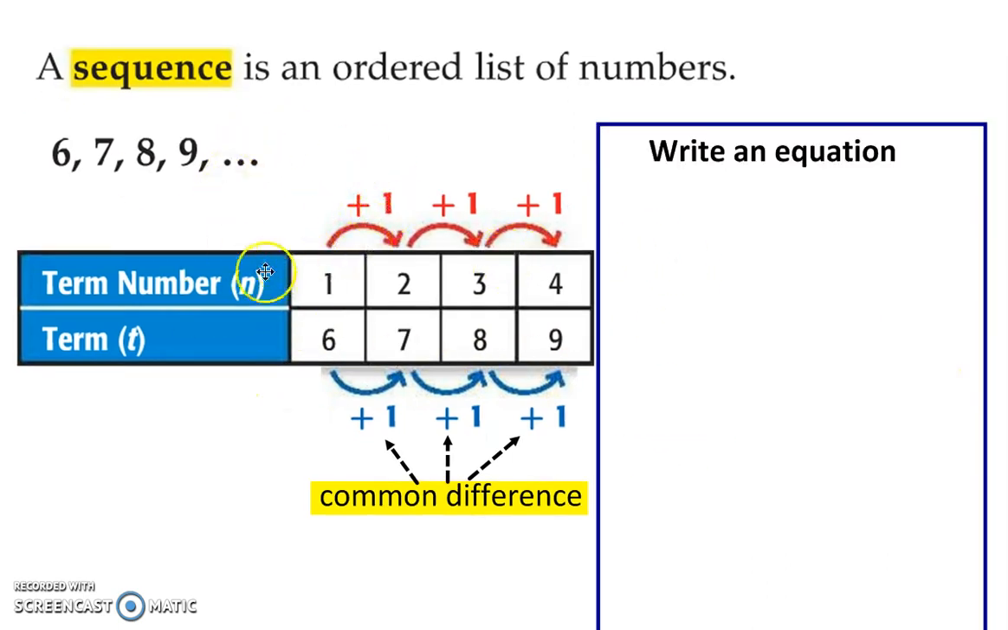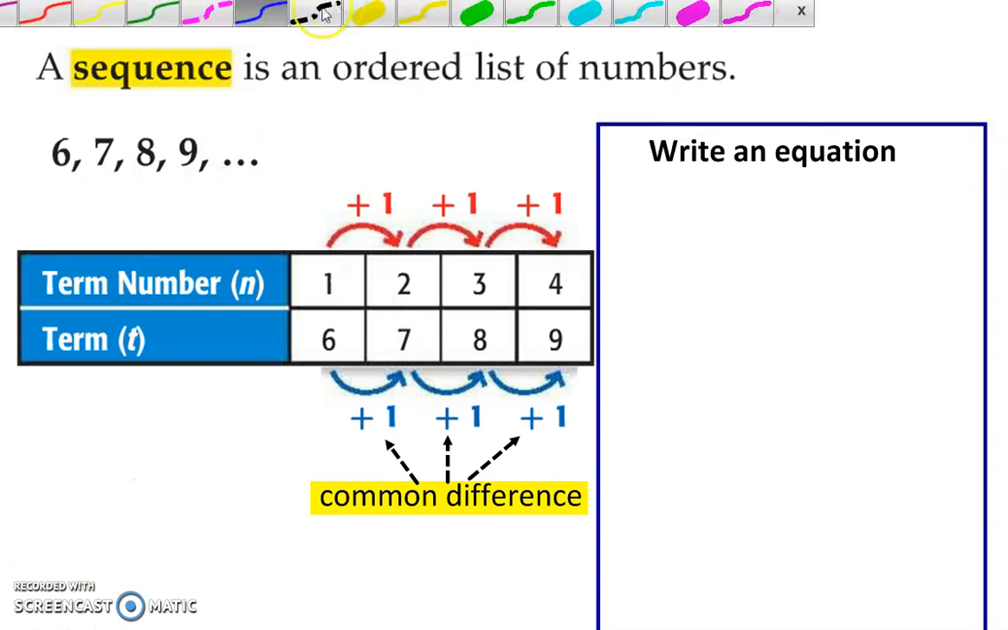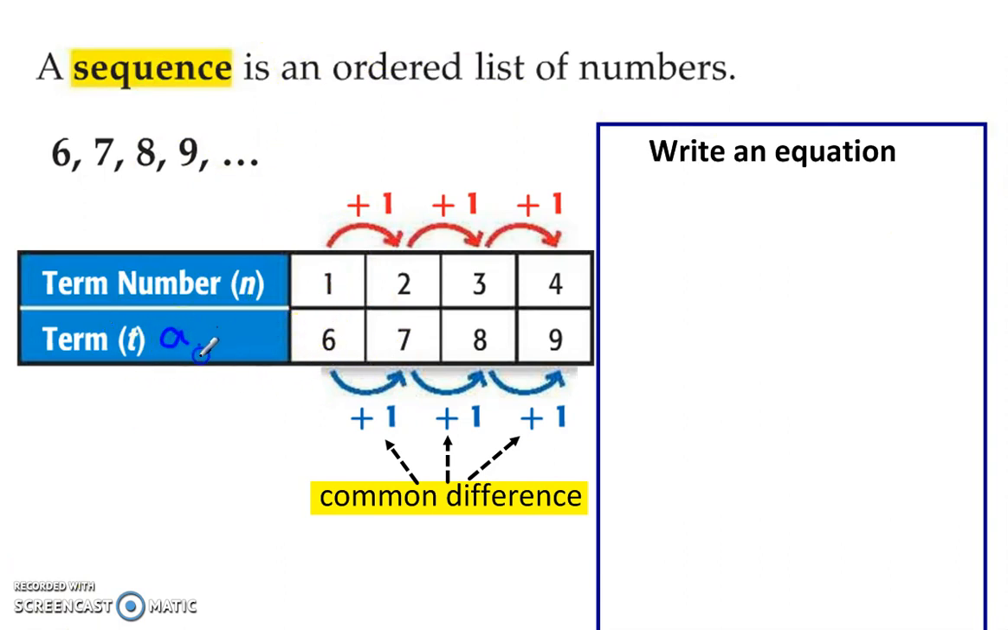To find an equation for this, you could write an equation using the term numbers t, or sometimes called a of n. So this would be the first term, the second term. So a of n is equal to, and then we look at our terms. 1 plus 5 will give me 6, 2 plus 5. So I take the term number n and add 5.